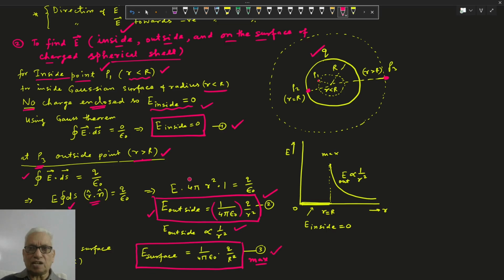This value is maximum. In the graph between the electrical field and the distance R from the center, as we have seen here, at inside points there is no electrical field, that is 0, given by equation 1. On the surface it is maximum. Outside it is inversely proportional to R square, so the electrical field decreases like this. So this is the graph between the electrical field and the distance R from the center.